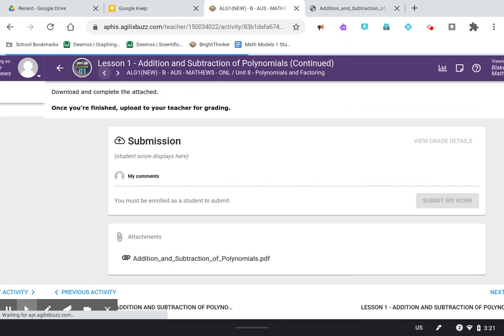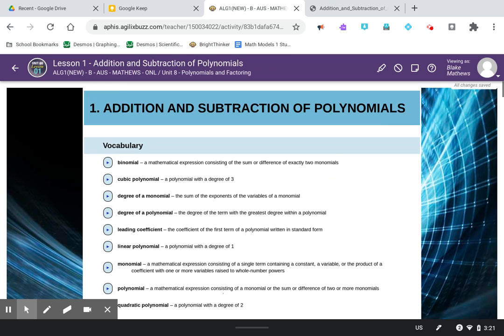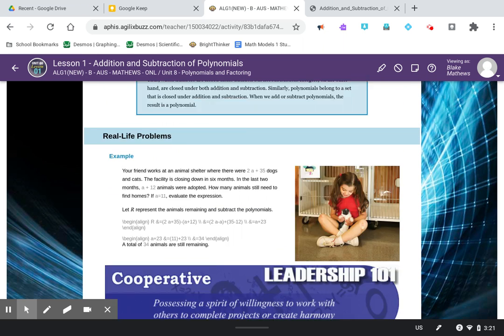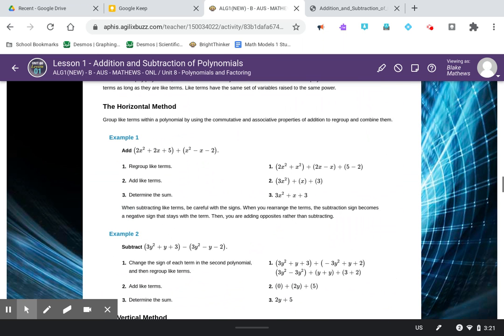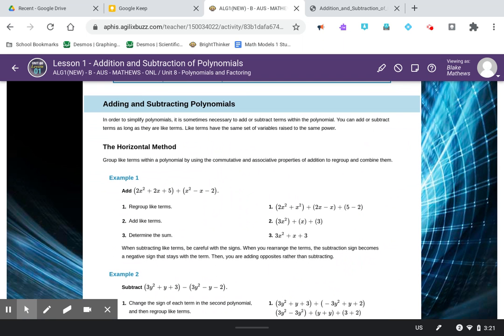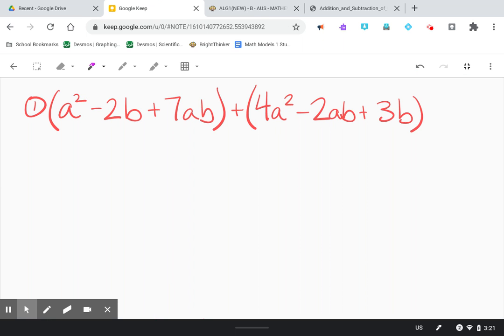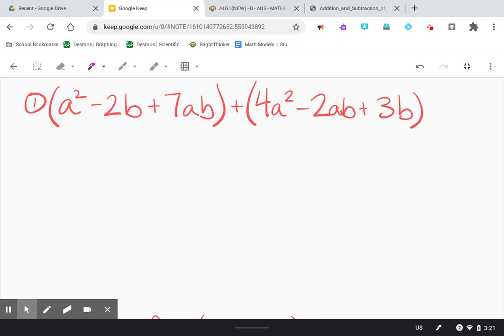So I want to look real quick back at the lesson and talk to you about what we're really doing, because what we're really doing is combining like terms. This is something we did in previous lessons of algebra. I'm going to talk through what I think is the most straightforward way of doing this, which is to take these expressions, rewrite them, and then basically combine like terms.